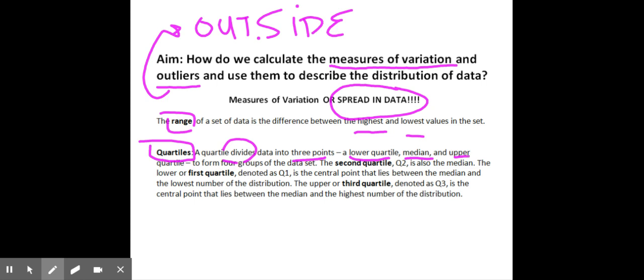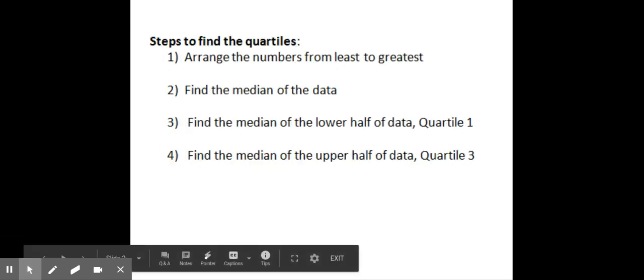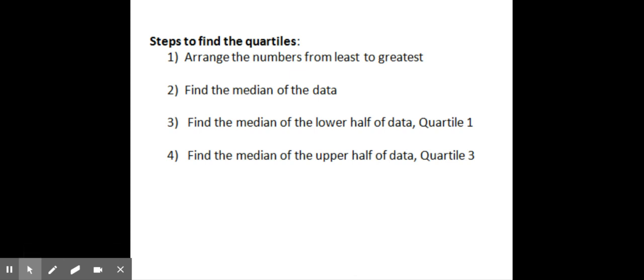Okay, so what I'm going to ask you to do is look at the birds and copy this down as we go along together, and pause the video if you need to. To find the quartiles, you're going to arrange the numbers from least to greatest. You find the median first, and then we find the median of the lower half of data and the median of the upper half of data. And I'm going to show you how to do that right now.